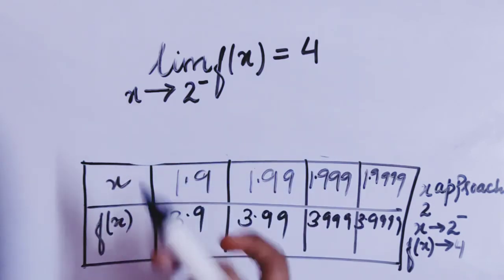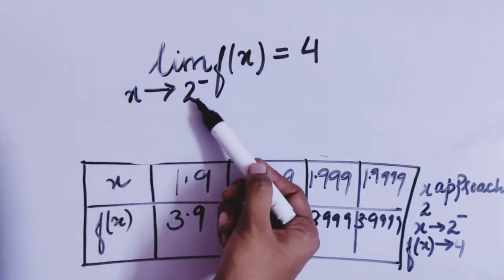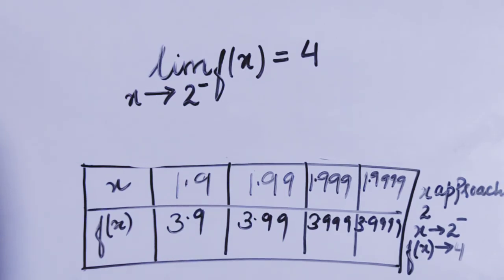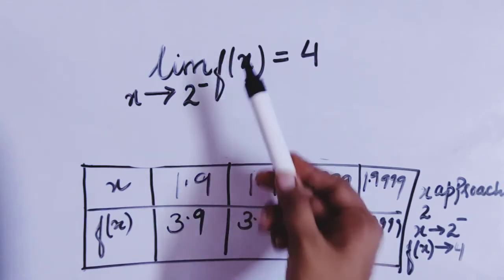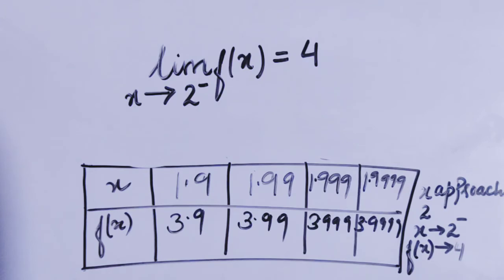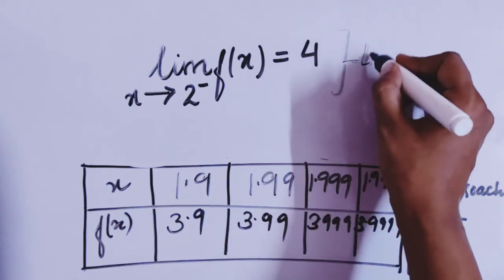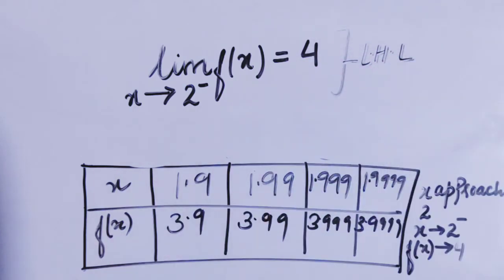It means जब हम x को अप्रोच करवा रहे हैं 2 के नेगेटिव साइड से, it means लेफ्ट से अप्रोच करवा रहे हैं, तो आपको जो फंक्शन है वो नियर अबाउट 4 की वैल्यू दे रहा है. मतलब उस केस में जो आपका फंक्शन है वो कहां तक अप्रोच कर रहा है, function is approaching towards 4. So this is, students, your left hand limit. आप इसको क्या बोलेंगे, ये आपकी लेफ्ट हैंड लिमिट होती है, ठीक है.